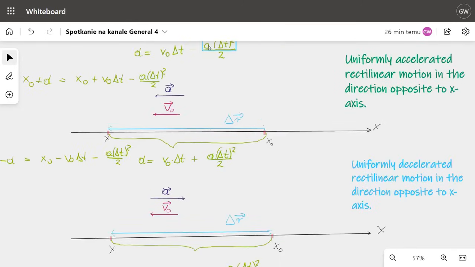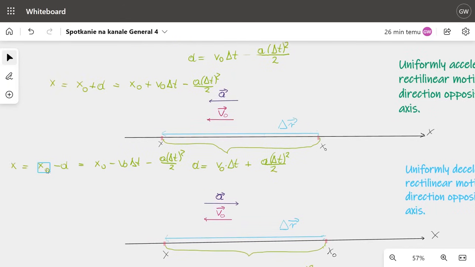Here we have uniformly accelerated rectilinear motion in the direction opposite to x-axis. Coordinate of final position in this case equals x0 minus distance d. It is equation for distance. So, coordinate of final position is equal to this.